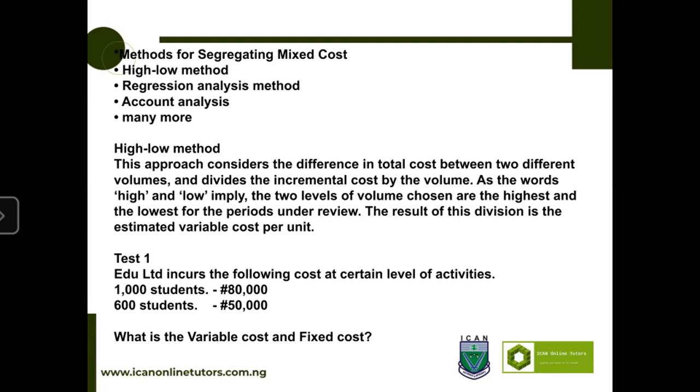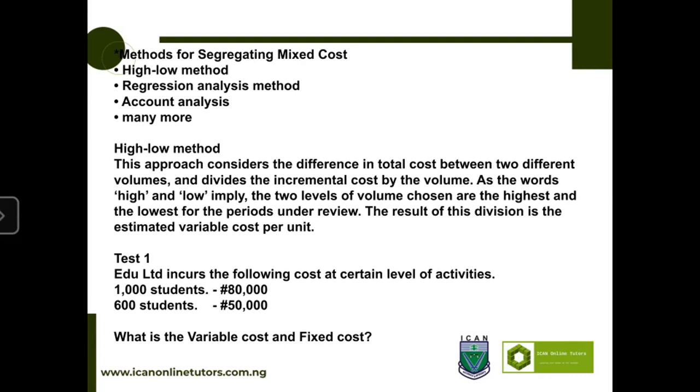If you have 400 and 100, 400 is the highest, 100 is the lowest. 200 quantity and 50 quantities, 200 is the highest, 50 is the lowest. Get it right. The differential between them is what we call the high and low method. So the high and low method considers the difference in total cost between the two different volumes and divides the incremental cost by the volume.